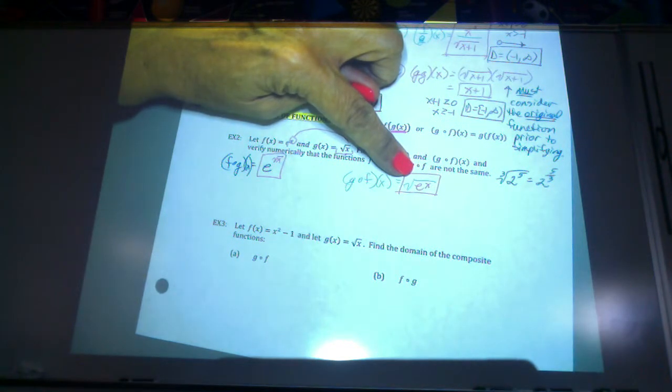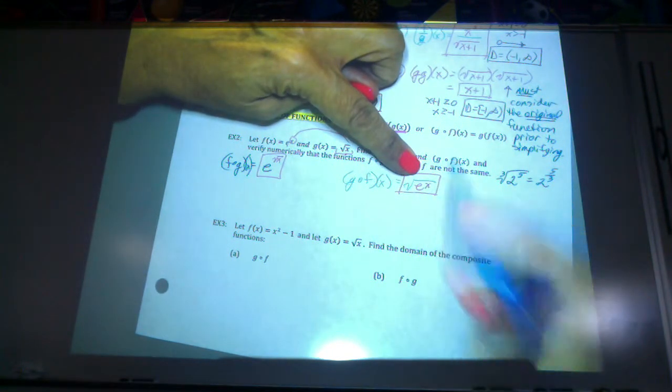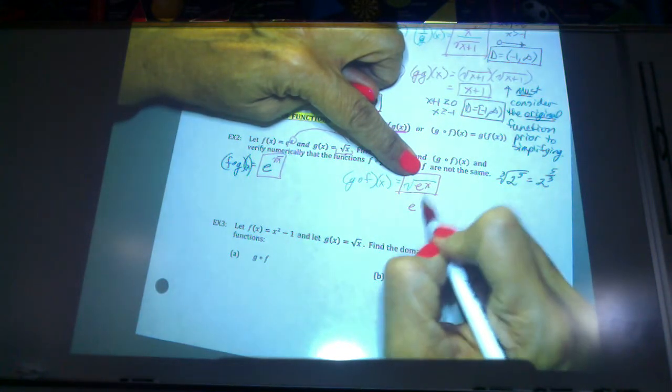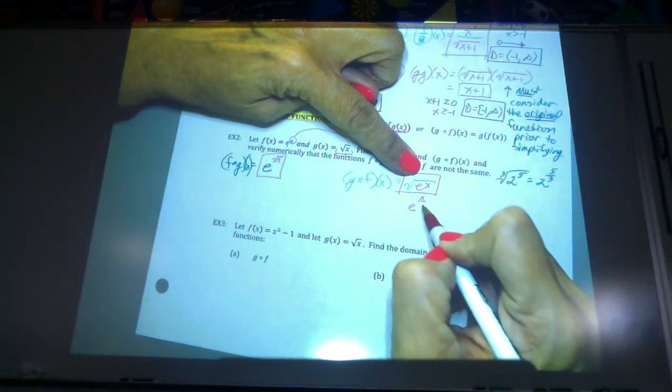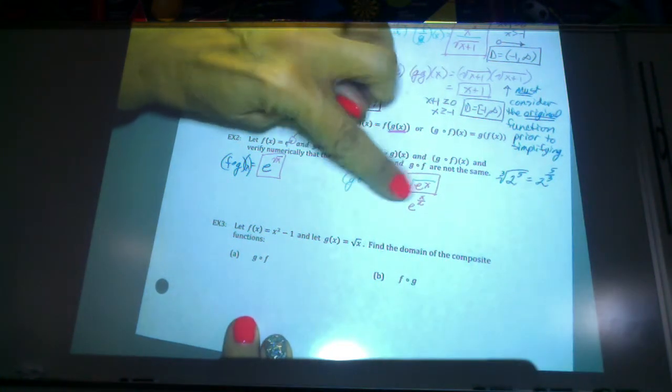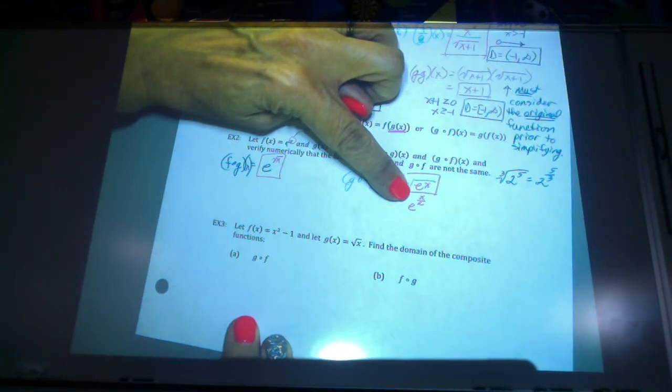All right, so I'm going to do the same thing here. I'm going to take my base, which is e. It's being raised to the x, so that goes in the numerator of my fraction, and the root is a square root, so 2 goes in the denominator. So this is really e to the x over 2.